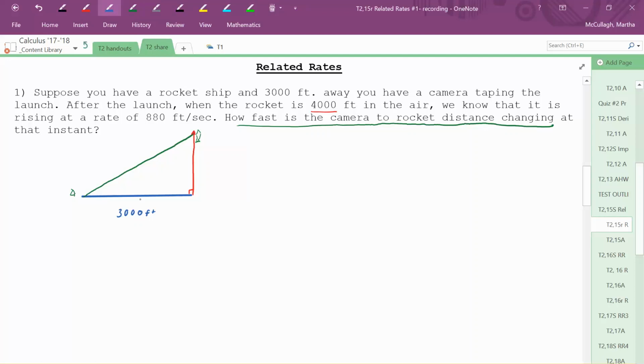In math, we tend to use variables, and I'm using x, y, and z. X for a horizontal distance, y for a vertical distance, and z for the distance between the two of them. Obviously, those can be any variables, but those will be the convention that I will be using.